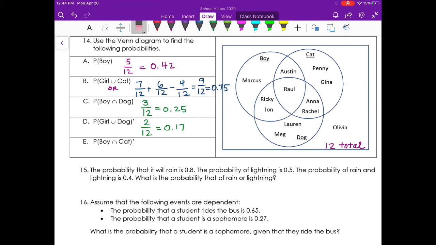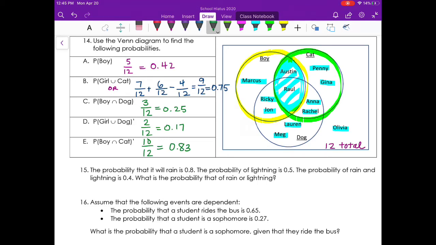Finally, we're looking for the complement of the intersection of boy and cat. So boy and cat owners intersect here, and we're actually looking for the complement of that, which is everything outside of it. So that's 10 out of 12, which is 0.83.